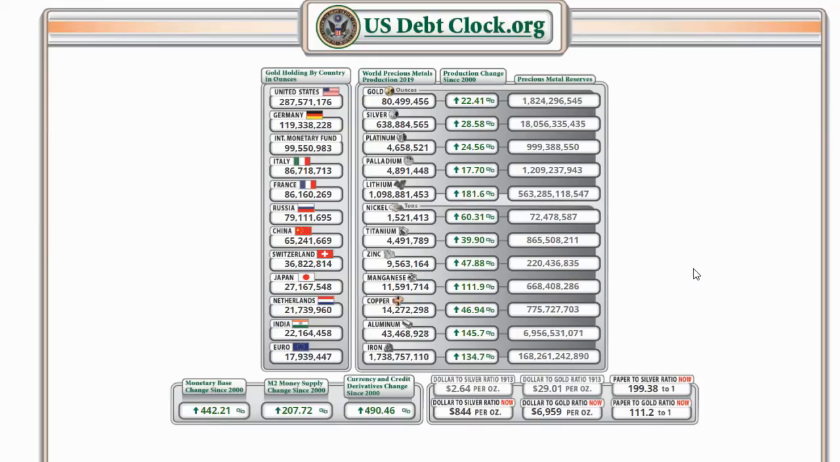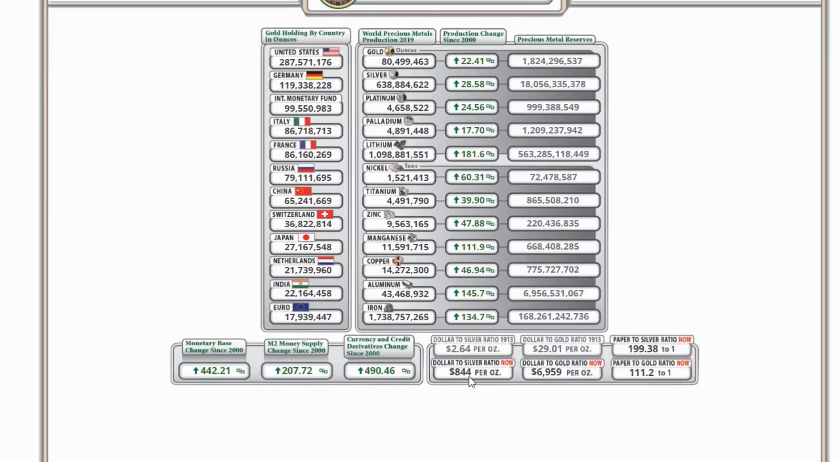Now, the dollar to silver ratio is at 844 per ounce of silver. Let's break that down a bit. We just talked about the M2 money supply. That is the amount of money that is being printed year on year for the amount of silver that is being produced year on year.